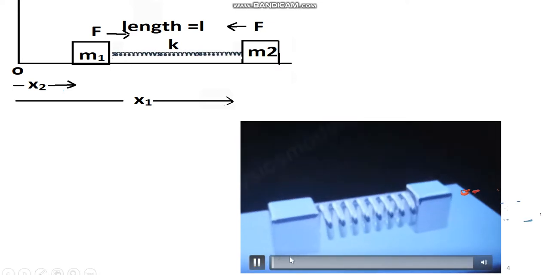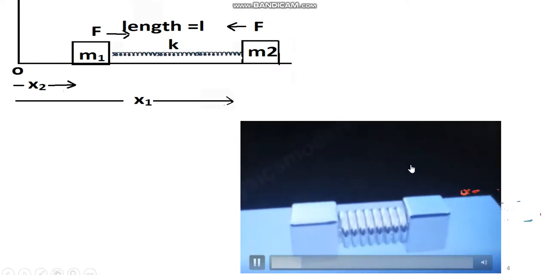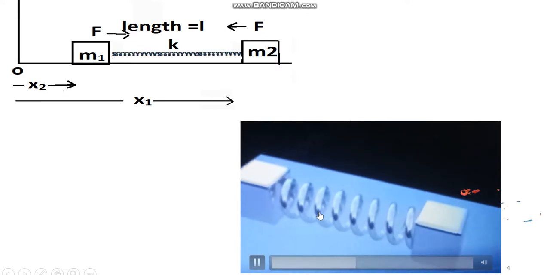Here you can see in the animation how the spring exerts force on the two masses.